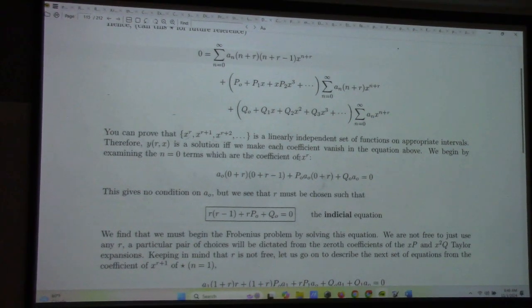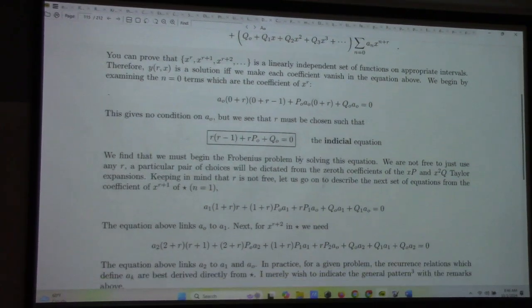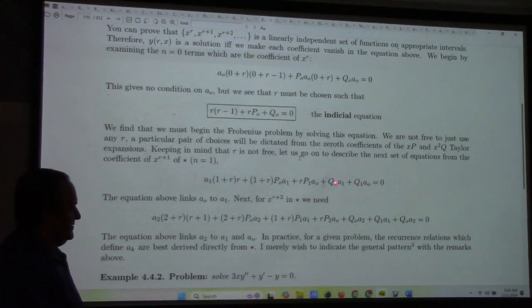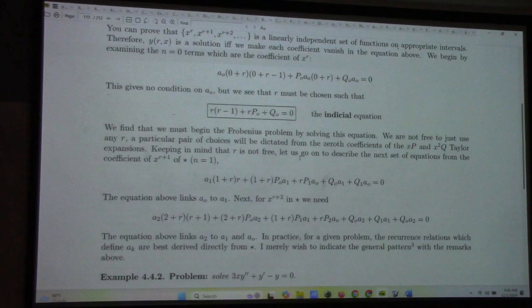So we'll see that here. Now, at n equals 1, you've got this to deal with. All right, you got to solve this thing. n equals 2, x^(r+2), you get these things to deal with, right? So let's look at one with numbers in it and see how it goes.